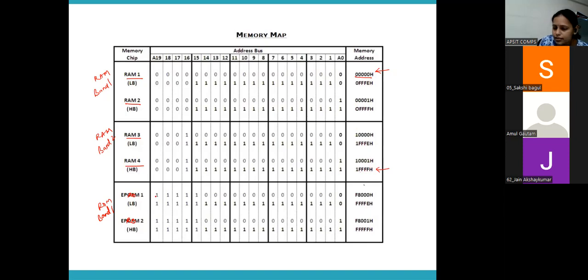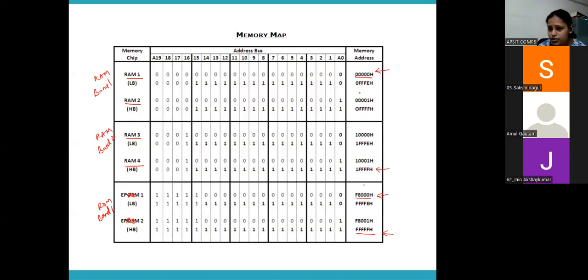Similarly, we have estimated the starting address of EEPROM. EEPROM का starting address क्या है? We have estimated it as F8000 and ending address is by default FFFFFH. So that also is correct. The starting address and this ending address is also correct. Now we need to find out this one, how to split it into 2 banks, right?